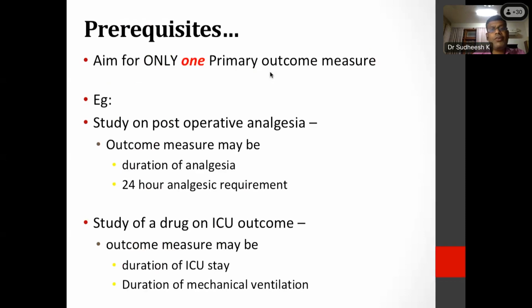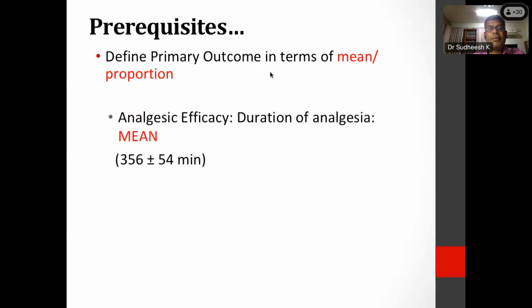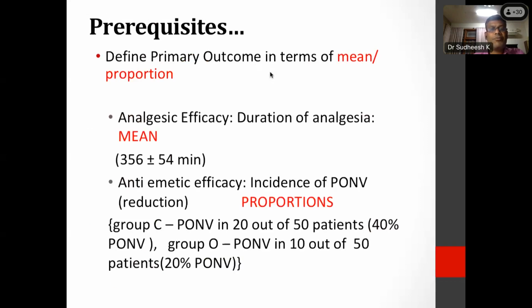Once you define the primary outcome measure, you quantify it in the form of numbers. If you are using numerical values, then you can express it in the form of mean and standard deviation. If you are basing it on incidence, you can represent it in the form of proportion. For example, incidence of PONV.